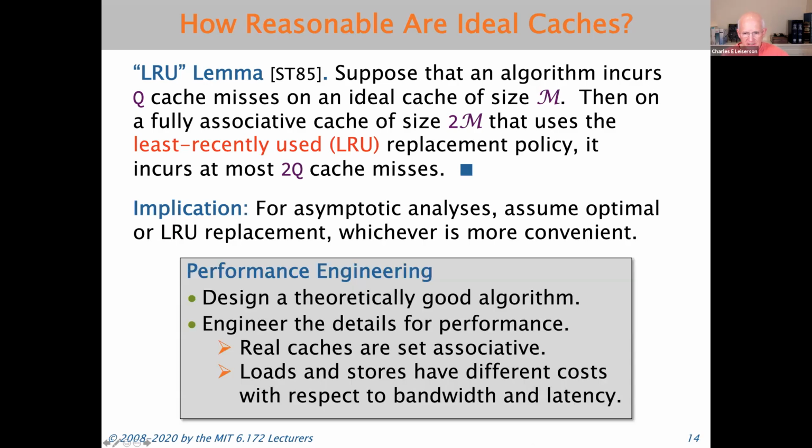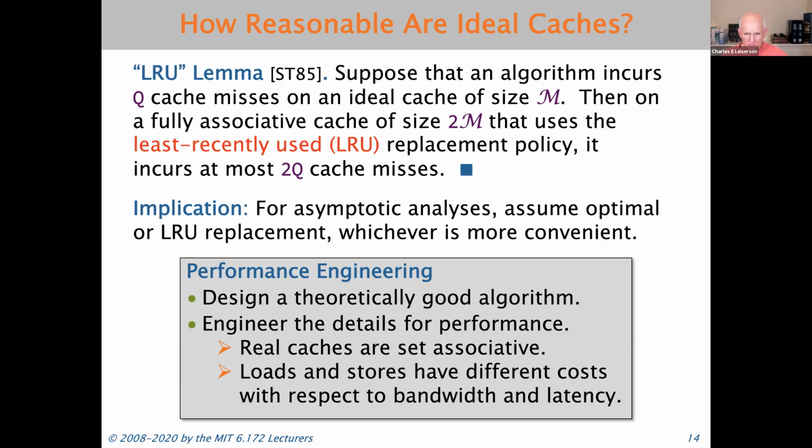But the ideal cache model gives us a good strategy for performance engineering. First, we design a theoretically good algorithm in the ideal cache model, and then we engineer it for performance, taking into account the non-ideal aspects of the real world, such as that real caches are set associative and not fully associative. And we program around anomalies such as conflict misses.